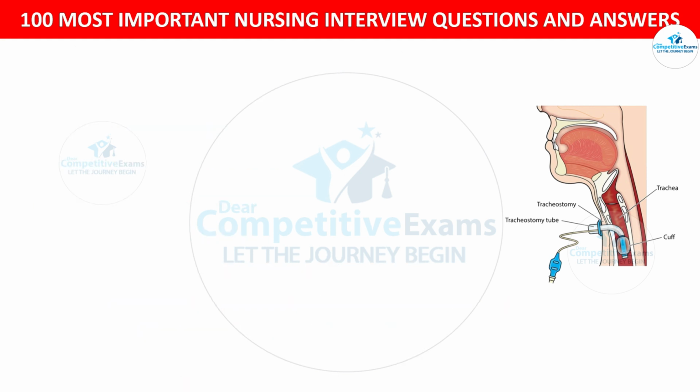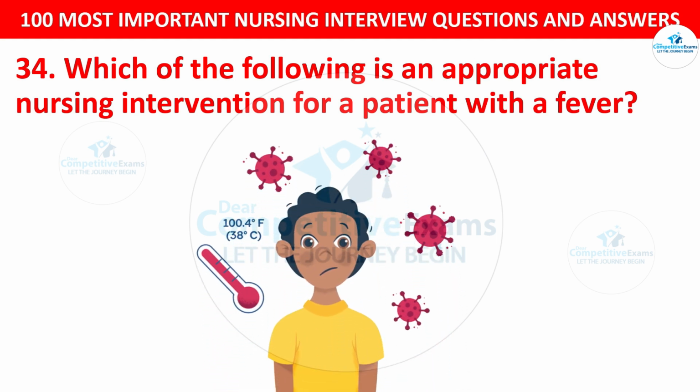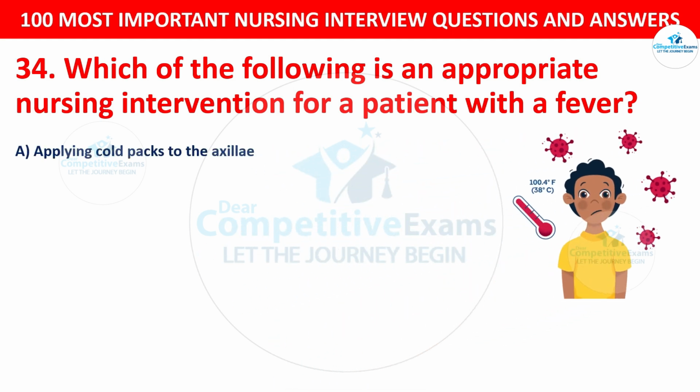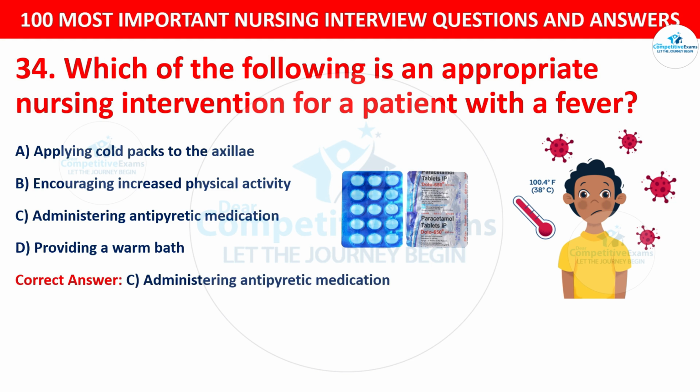Question number 34. Which of the following is an appropriate nursing intervention for a patient with a fever? Your options are applying cold packs to the axilla, encouraging increased physical activity, administering antipyretic medication, or providing a warm bath. The correct answer is C, that is administering antipyretic medication.